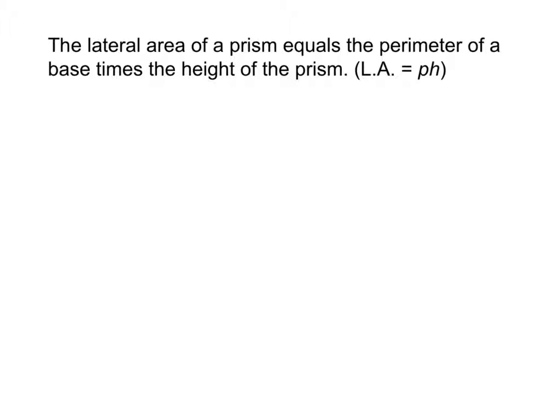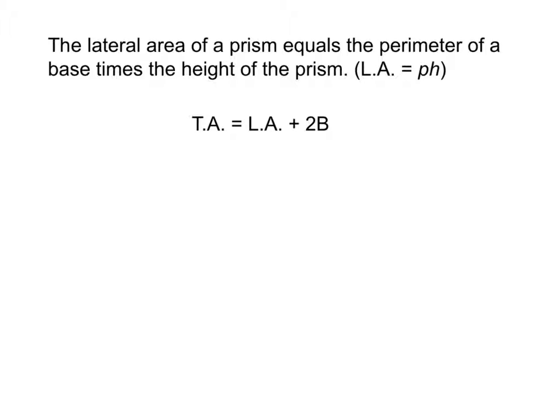Now, the total area of a prism is the sum of the areas of all of its faces. If you put this into a formula, you would say that TA, which is total area, is equal to the lateral area, or LA, plus 2B, where capital B is the area of each base.